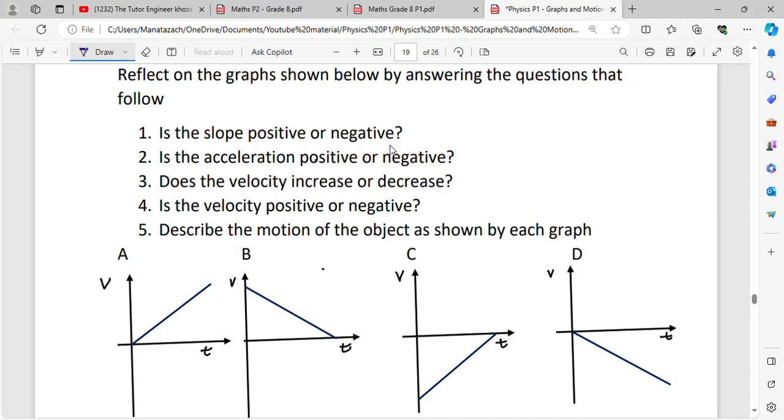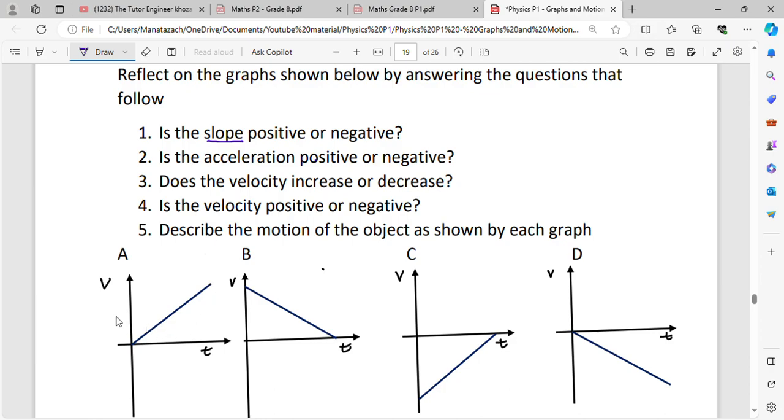We are continuing today with our lessons on graphs and motion in one dimension. So let's start with today's lesson. Reflect on the graphs shown below by answering the questions that follow. Number 1, is the slope positive or negative? So the emphasis is the slope.